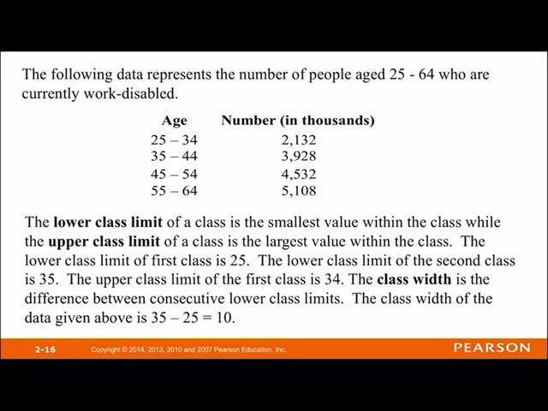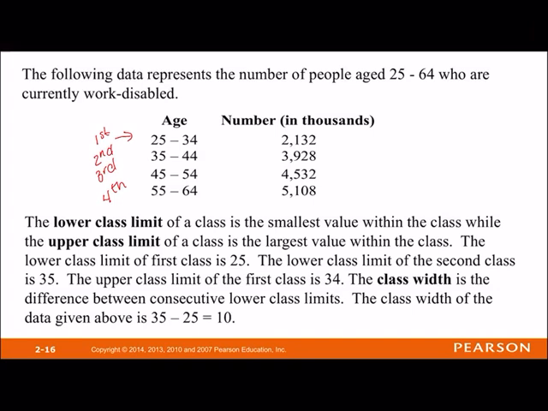Okay, so we're going to talk about something called class limits here. The lower class limit of the class is the smallest value within the class, while the upper class limit is the largest value within the class. The lower class limit of the first class. So this is the top thing is the first class. And then again, you just move down. This would be the second, this would be the third, and this would be the fourth. So you have 4 classes here.